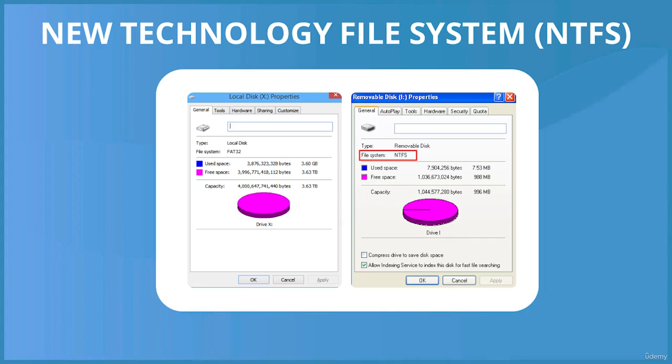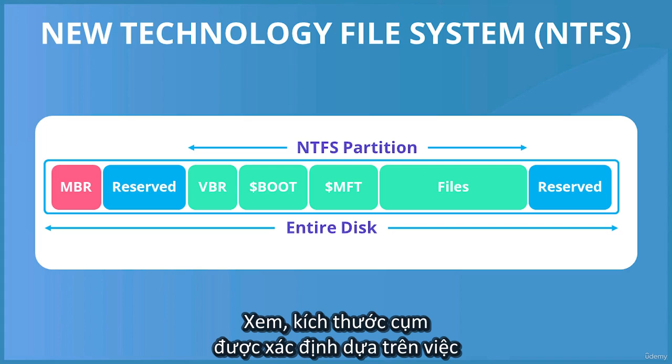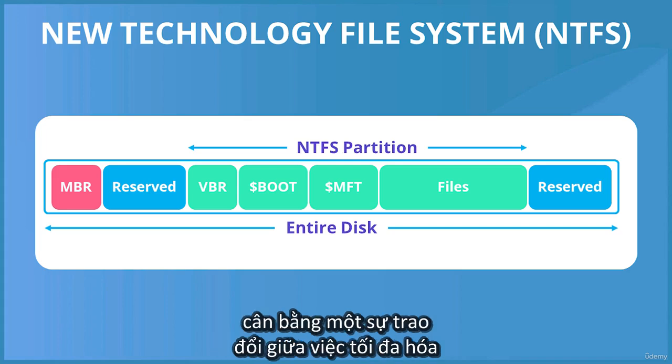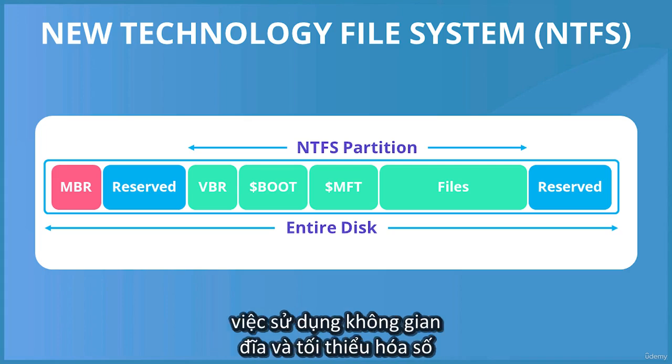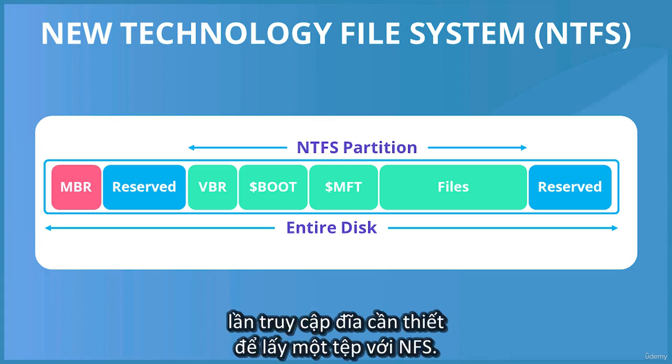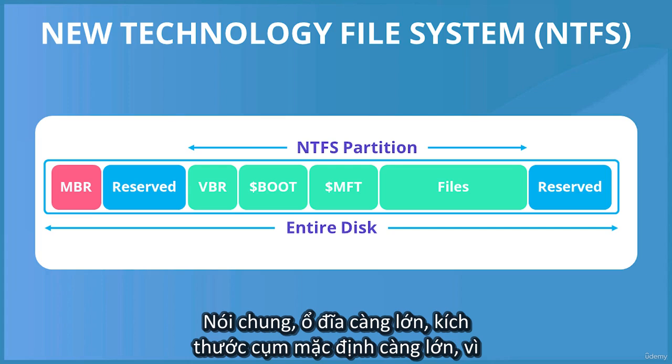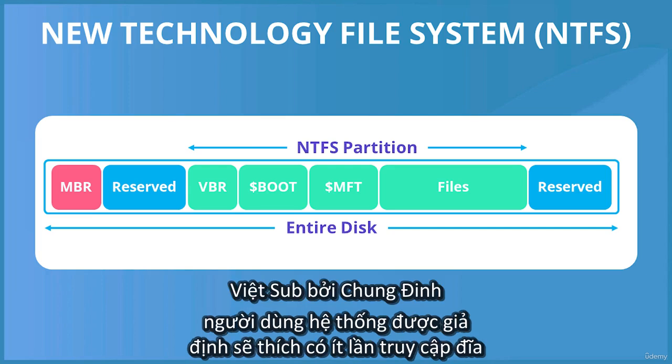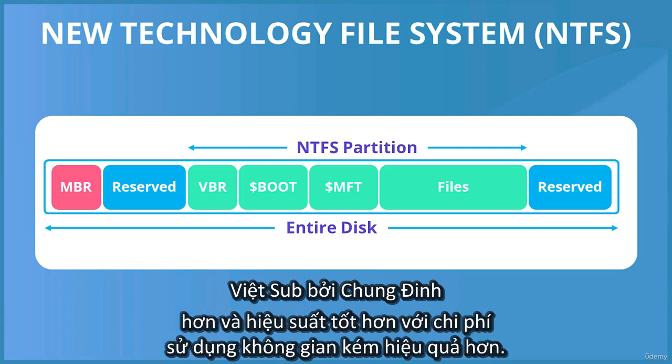You follow? See, cluster sizes are determined based on balancing a trade-off between maximizing use of disk space and minimizing the number of disk accesses required to get a file. With NTFS, generally, the larger the drive, the larger the default cluster size, because it's assumed that a system user will prefer to have fewer disk accesses and better performance at the expense of less efficient use of space.